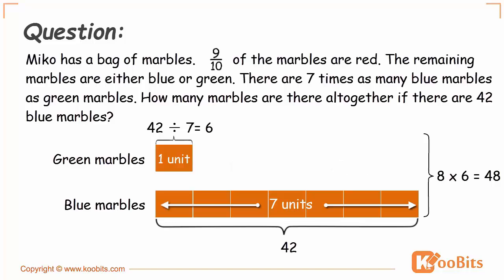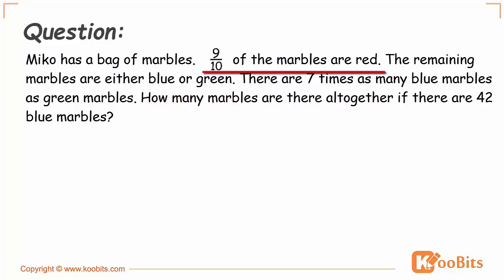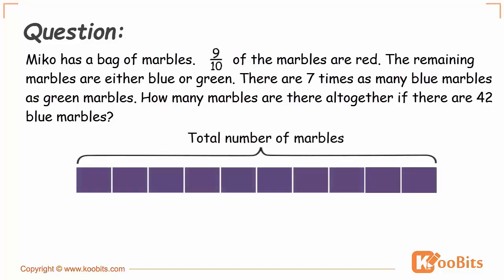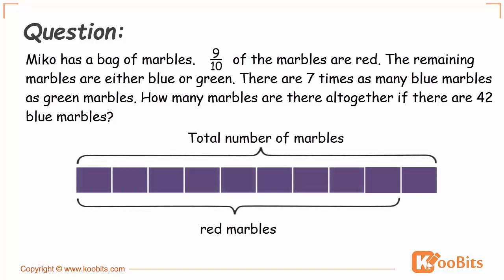Next, we know that 9/10 of the marbles are red. Let's use a rectangle divided into 10 parts to represent the total number of marbles. We will label 9 parts as red marbles. Can you see that the remaining 1 part is equal to the total number of green and blue marbles, which is 48? Do you think you can find the total number of marbles from this diagram? Great! Let's move on to the calculation.